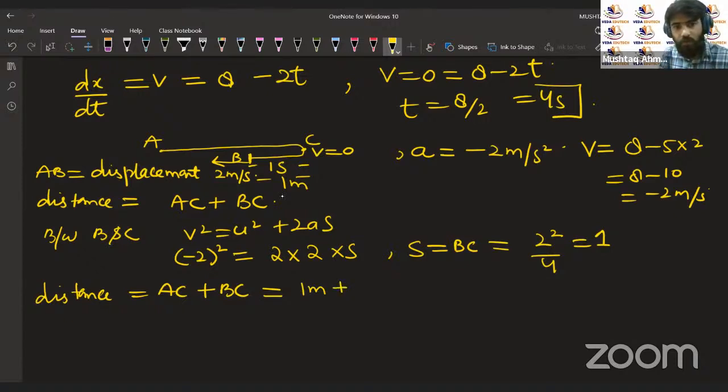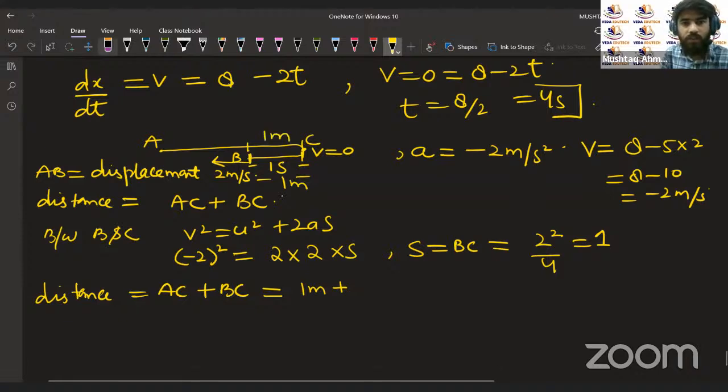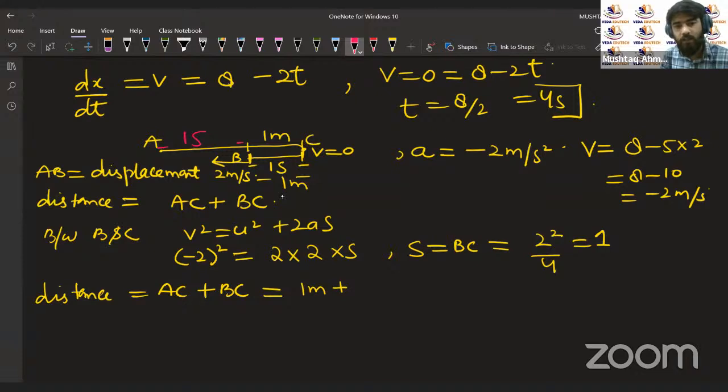And if from here to here is BC, and this is 1 meter, then this also should be 1 meter, right? And we know from A to B the displacement is 15 meters. So AB is 15 meters. So our total is 15 plus 1, that's 16, plus 1, that's equal to 17 meters. So the total distance traveled by this particle is 17 meters, right?